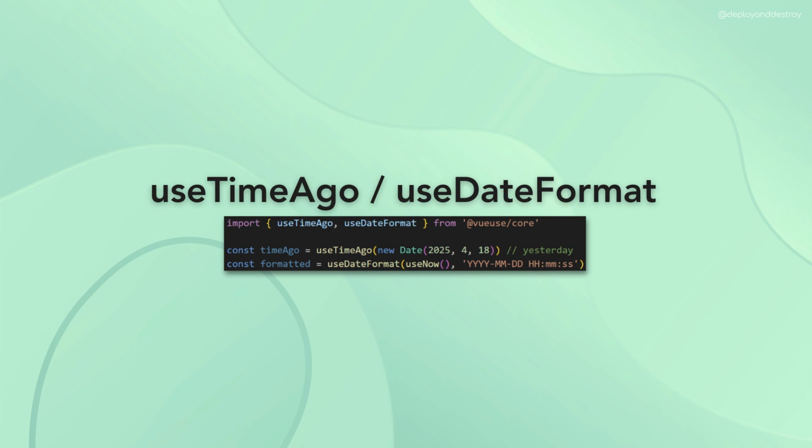useTimeAgo, useDateFormat. These 2 functions replace basic date formatting from date-fns or Moment, if you remember that. These 2 are quick wins for showing things like 5 minutes ago or MM/DD/YYYY without an extra dependency.